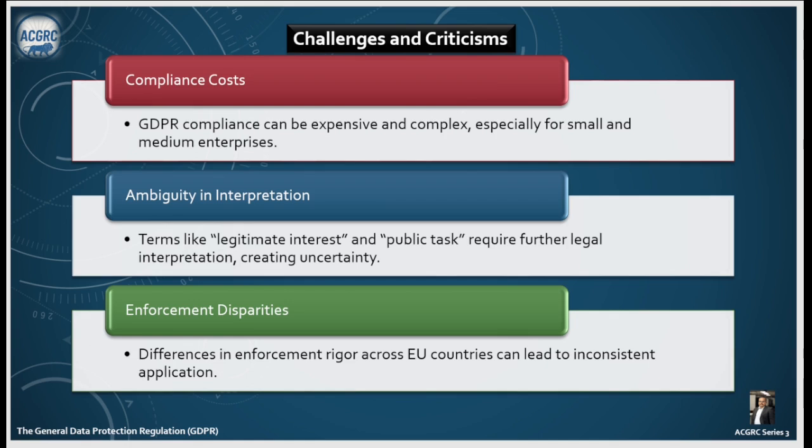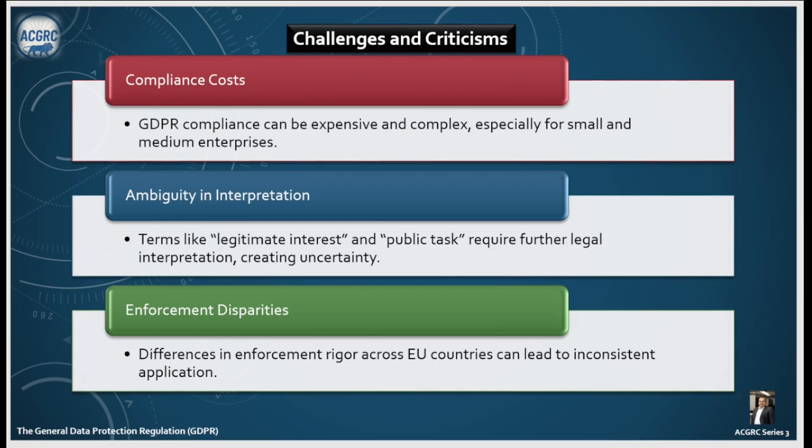The third aspect of challenge and criticism comes from enforcement disparities. Differences in enforcement rigor across EU countries can lead to inconsistent application. In simple language, enforcement disparity means that GDPR is not always enforced the same way in every country. In simple words, some countries are stricter, some are slower, some give bigger fines than others, even for similar violations. Why does enforcement disparity happen in the first place?